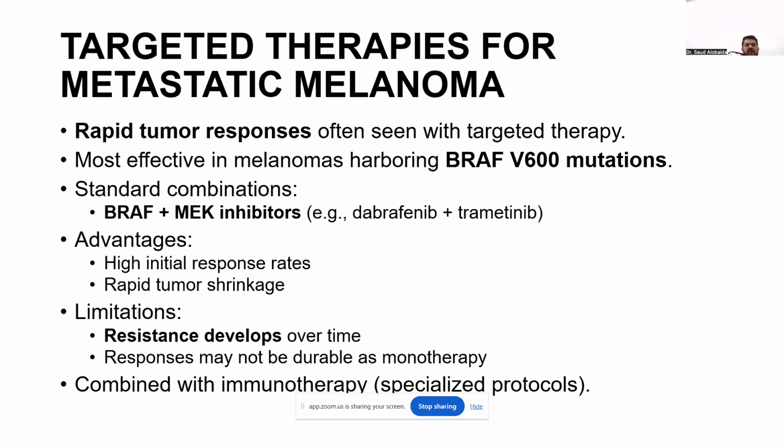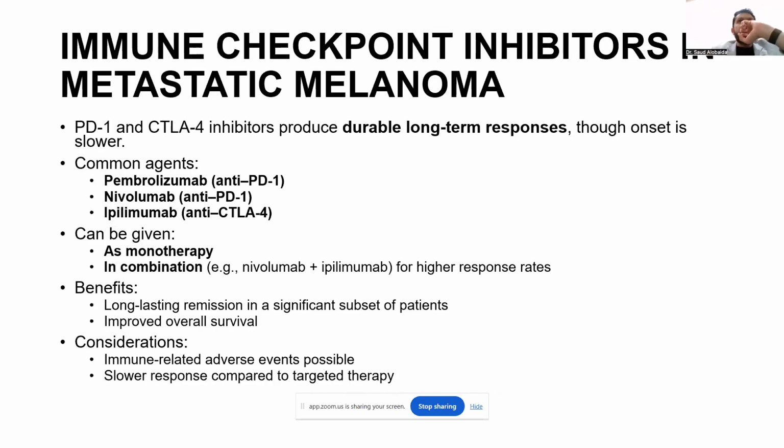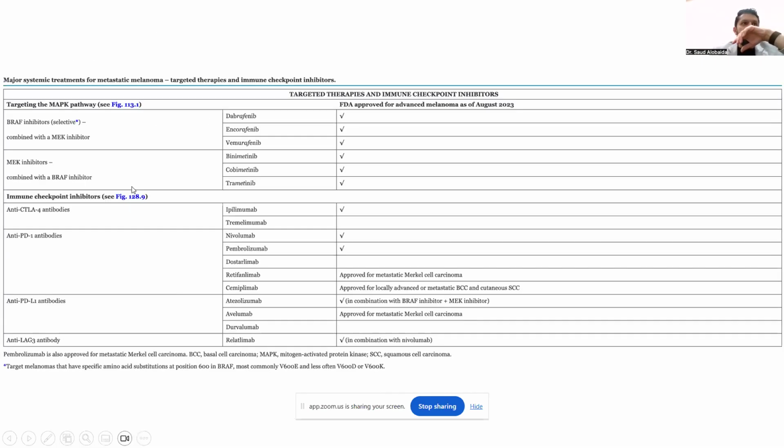When you have these targeted therapies, especially in tumors that have the BRAF V600 mutation, you see a very rapid action. And when combined with a MEK inhibitor, even better: higher response rate, rapid tumor regression. Unfortunately, resistance develops, and then people tend to go to the immune therapy. So when we come to the immune checkpoint inhibitors, we have PD-1 and CTLA4 inhibitors, as well as PD-L1 and, as we mentioned here, the LAG3. All these are the immune checkpoint inhibitors.